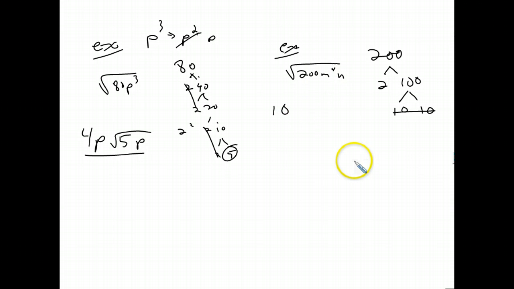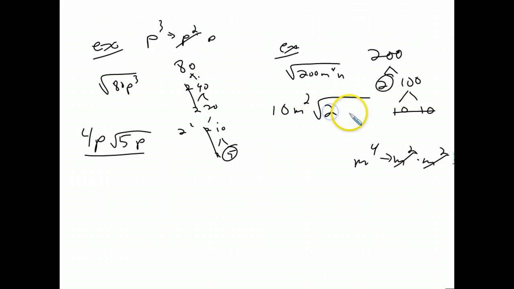M to the fourth, well that's like saying m squared times m squared. So I have 2 pairs of m's, so I will show 2 pairs of m's. There's only a single n, so that will stay on the inside. I was left with a 2 on my tree, so 2n will stay inside. There's your solution.